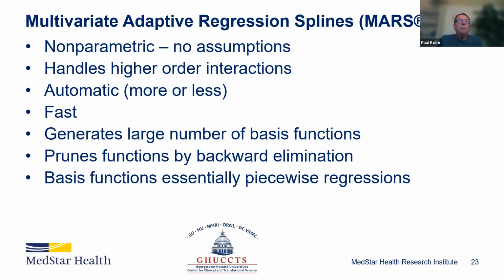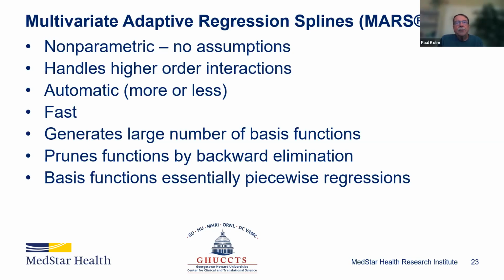The neat thing about it is that it takes into account higher order interactions. In fact, it will look at all possible interactions in your data. It does this without hardly any input other than your variables. It's fast. And what it does is it generates basis functions.